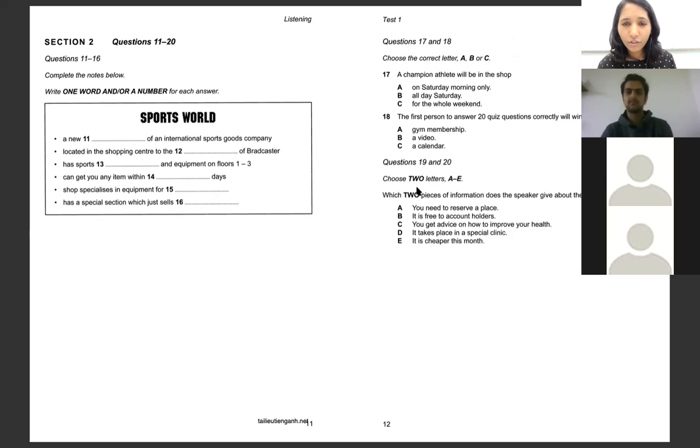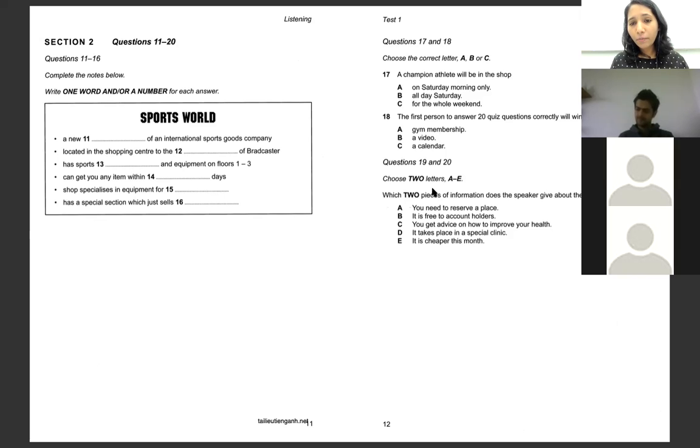So the next one is you choose two letters, A and E. So here you'll have two letters that you have to choose from. So you have to keep toggling between the information. Here they won't confuse you. They will immediately tell you the answer, the two pieces of information. So before you answer this, they'll give you time to go through the question. When you're going through the question, try and understand the question.